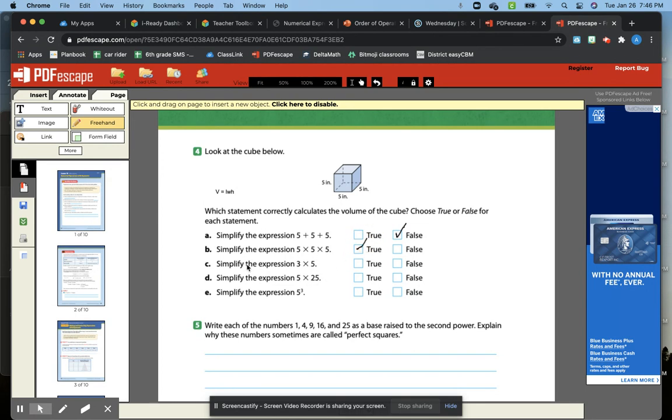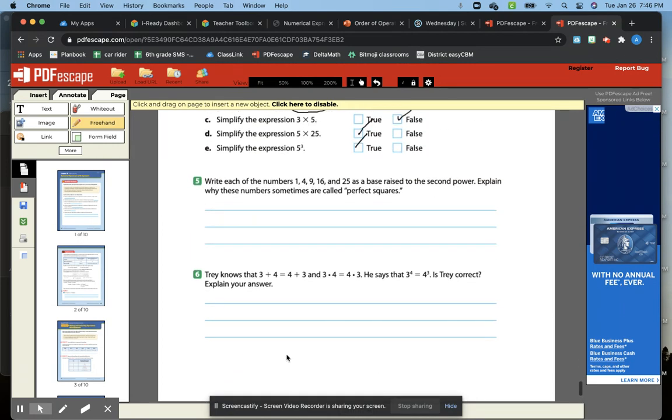Sounds right. Simplify 3 times 5. No, because 3 times 5 is 15, which would be the same as if we added it all. 5 times 25. So if we do 5 times 5, that is 25 times 5 again. So that would be true. And also 5 to the 3rd power is the same as this, which would make that one true as well.